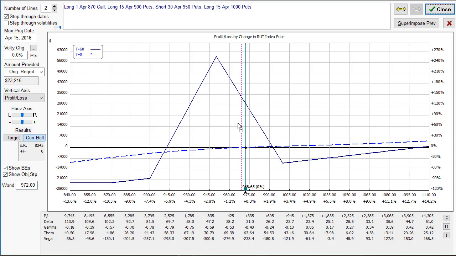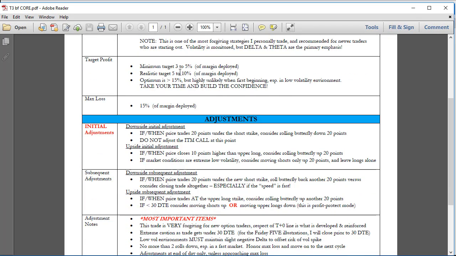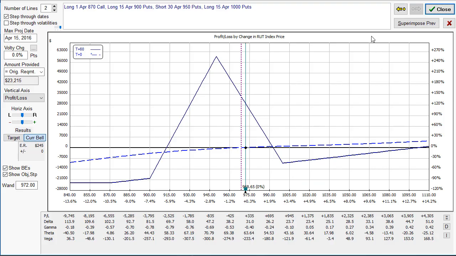If I am targeting on these guidelines, my target profit is minimum 3 to 5%. As soon as that gets locked in, please consider closing the trade, especially if you are finding that you hit that very quickly, which is sometimes the case.